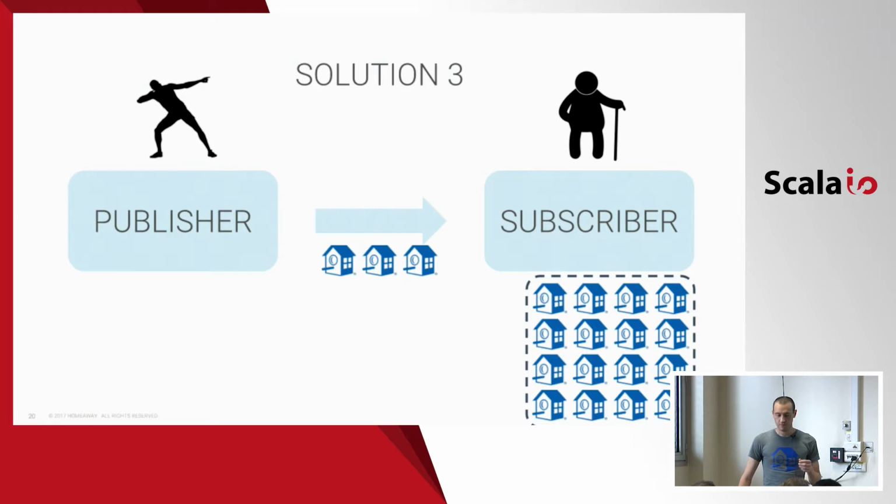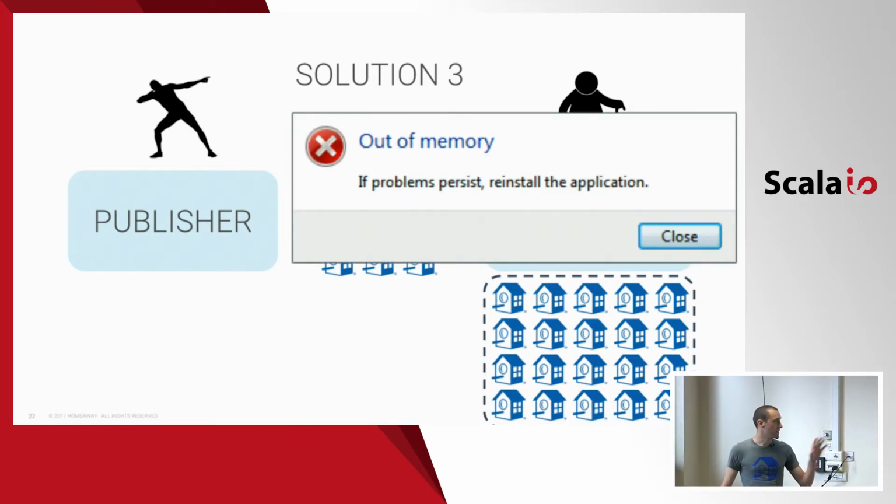Third solution is, let's make it as predictable as possible. We keep growing our buffer, right? And this actually works until, of course, the fairy tale ends and you run out of memory, which makes everyone sad, and we want to change jobs and stuff like that.